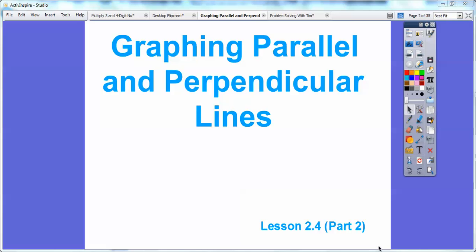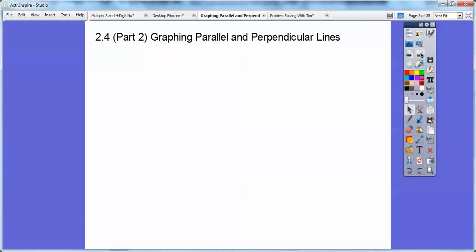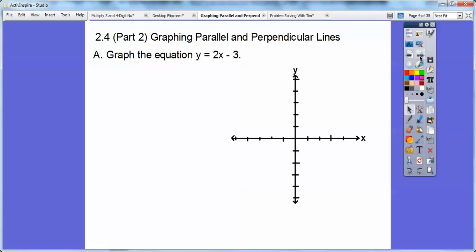Mr. Bullock here, and this is on graphing parallel and perpendicular lines. It's a pretty good lesson, pretty easy to understand. So here we go. This is part 2 of our integrated math series, part 2 of Unit 2, Section 4. Let's graph the equation y equals 2x minus 3.